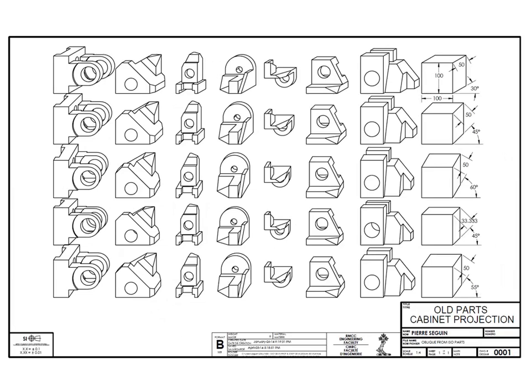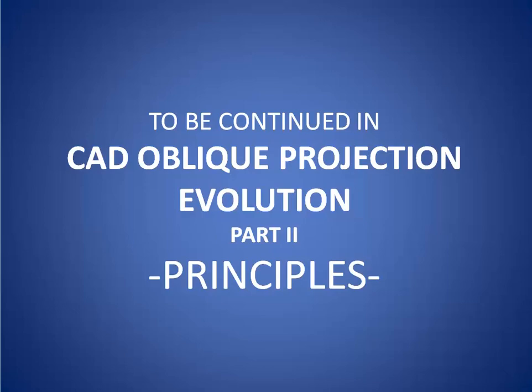Even more interesting would be to apply it to multiple bodies at the same time and be able to set any angle or length for the receding lines. The basic principles will be covered in part 2.